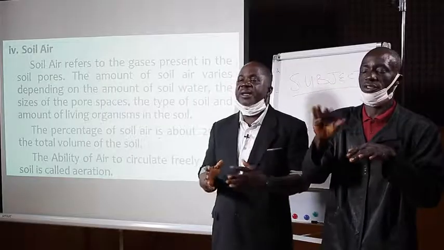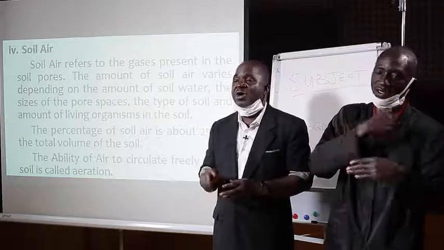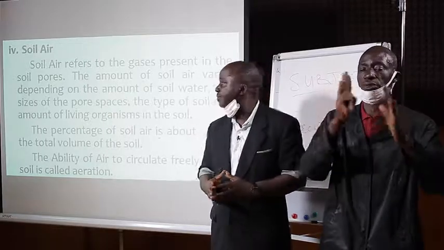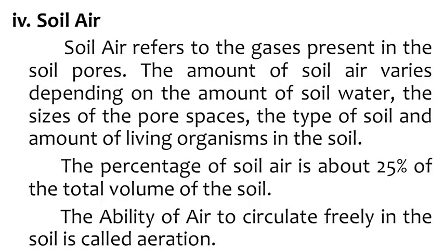Next is soil air, which is number 4 component of soil. Soil air refers to the gases present in the soil pores. The amount of soil air varies depending on the amount of soil water, the sizes of the pore spaces, the types of soil, and amount of living organisms in the soil. So the percentage of soil air is about 25% of the total volume of the soil.